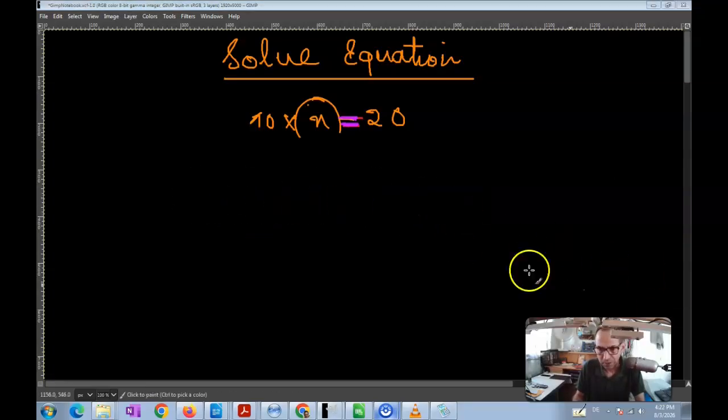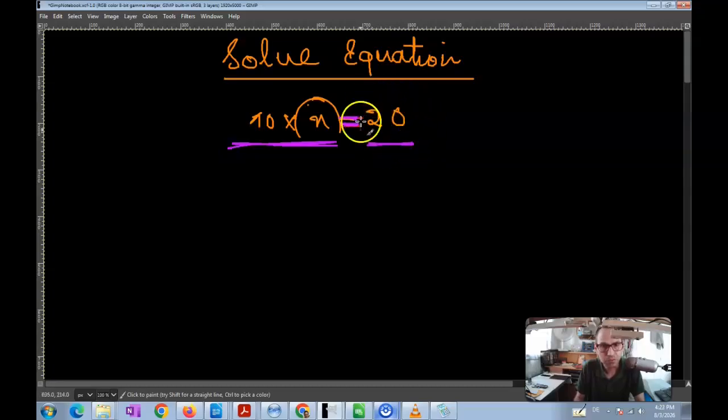So now how do I solve this equation? I know that since this is an equation, what I have on this side of the equation is supposed to be equal to what I have on the other side, right? Now on this side of the equation I have a 20. That means that the value on the left hand side is also supposed to be a 20, and that's 10 times x.